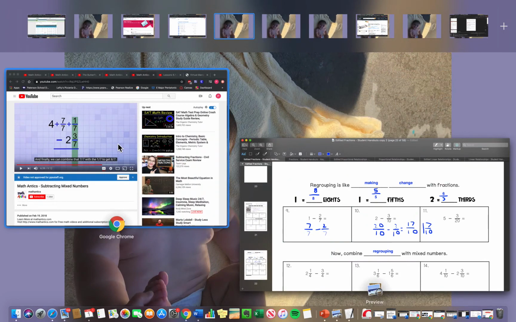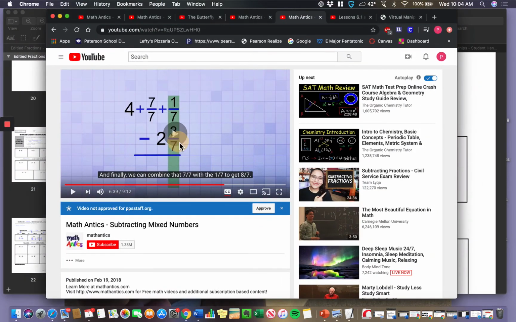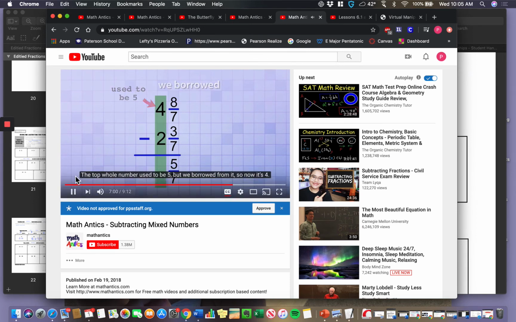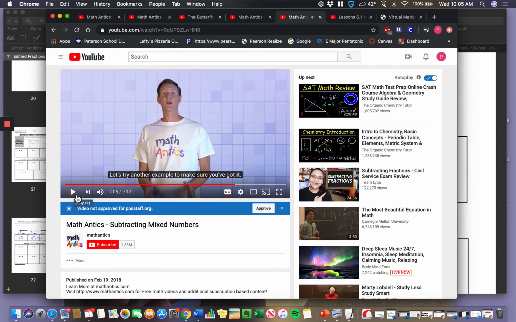And finally, we can combine that 7 over 7 with the 1 over 7 to get 8 over 7. Now the fraction on top is big enough to subtract 3 over 7 from. 8 over 7 minus 3 over 7 is 5 over 7. And then we just need to subtract the whole number parts. The top whole number used to be 5, but we borrowed from it, so now it's 4. 4 minus 2 equals 2, so our answer is 2 and 5/7.